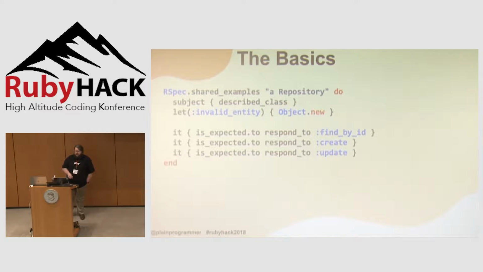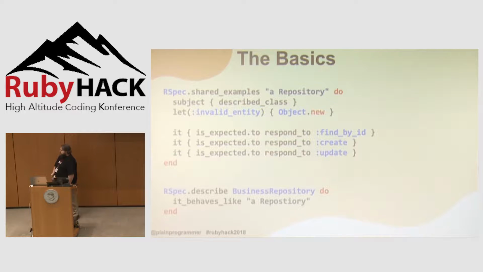I'm then going to say that an invalid entity is just some object. The type doesn't matter for me at this point. And then I'm going to say that my subject, that's what's implied here with the it is expected to respond to, is a shorthand for the subject is expected to respond to these methods: find by ID, create, and update. I've got about half of what a formal interface provides me with some tests.